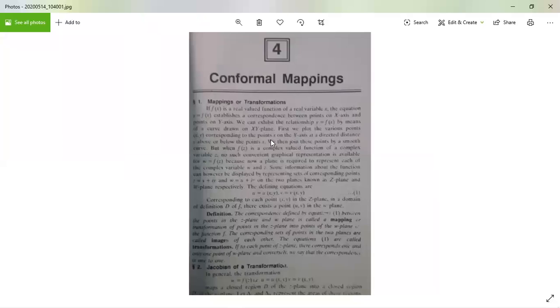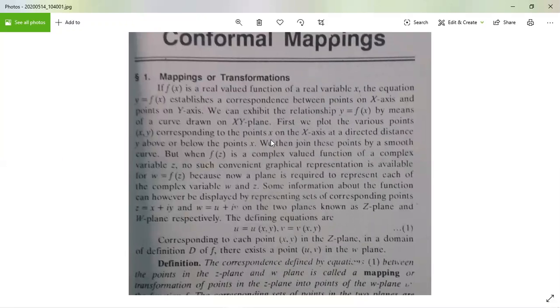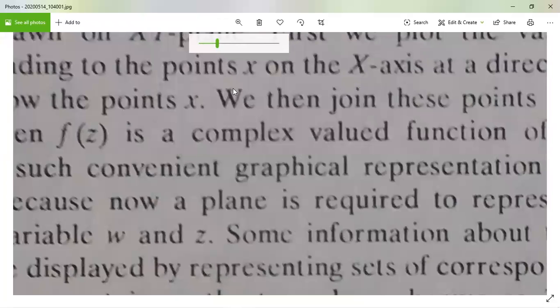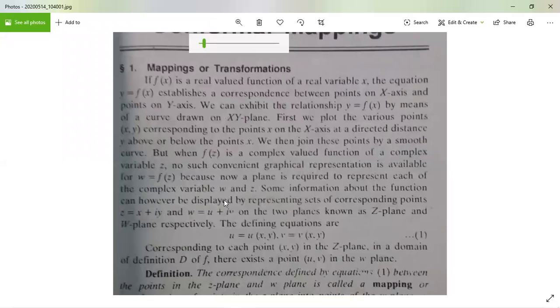Now, conformal mapping. We already saw in my last class how we can define a mapping or transformation. We can transform one function into another plane. For example, for the basic concept of this transformation, we first see the transformation in real plane. After that, we can see the transformation in complex plane.